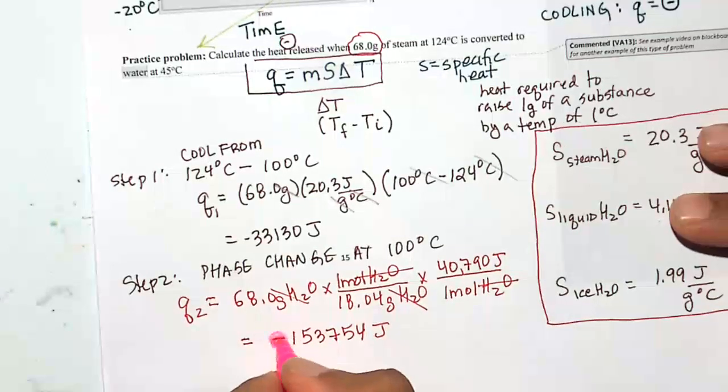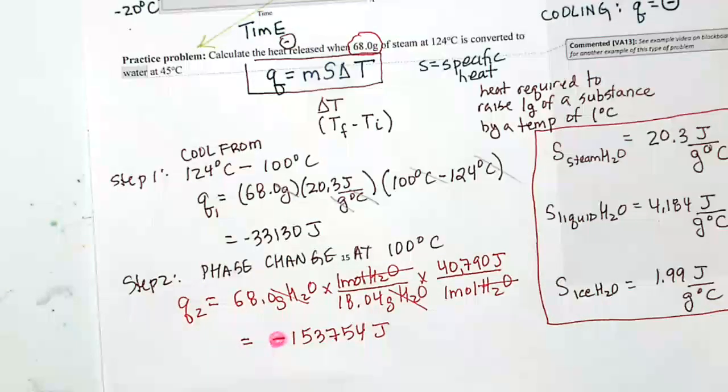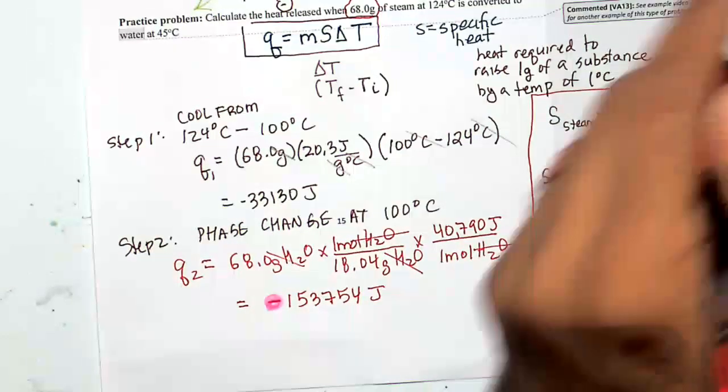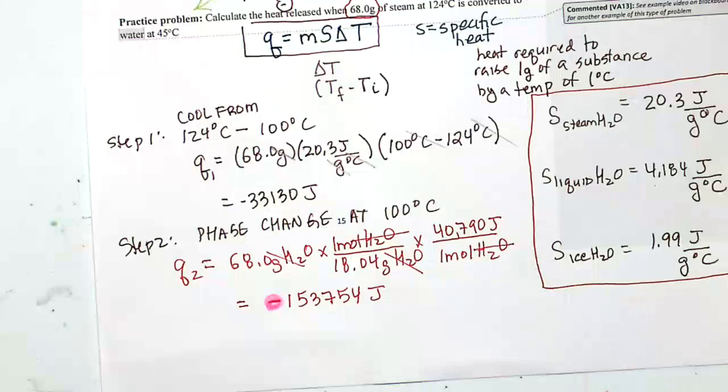Don't forget the negative because we are cooling. If you're heating, it becomes positive. Since we're cooling, it's going to the outside, to the surroundings, so we have to put the negative. That's what the thermodynamics is. All right, finally we have Q3. So what is Q3?